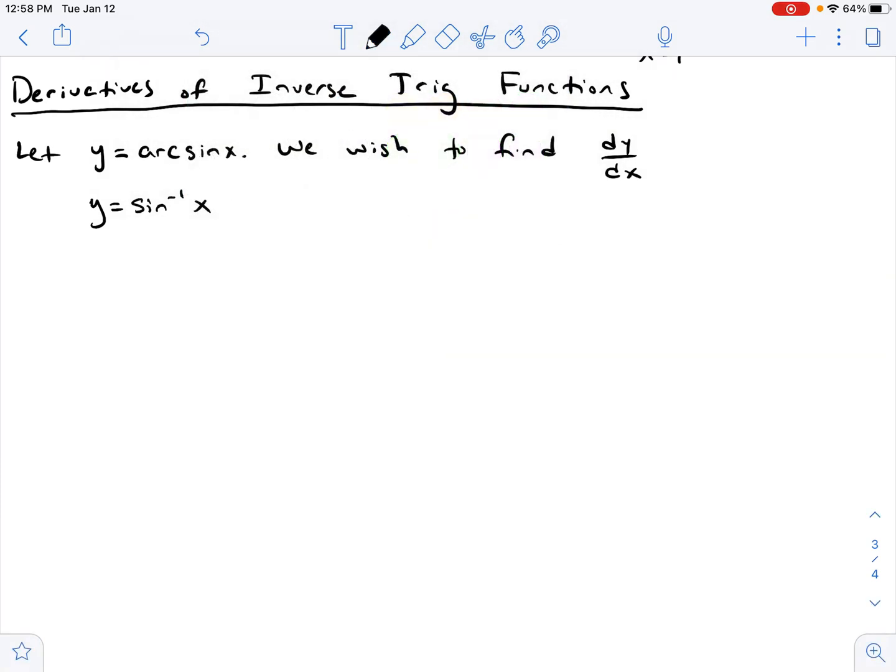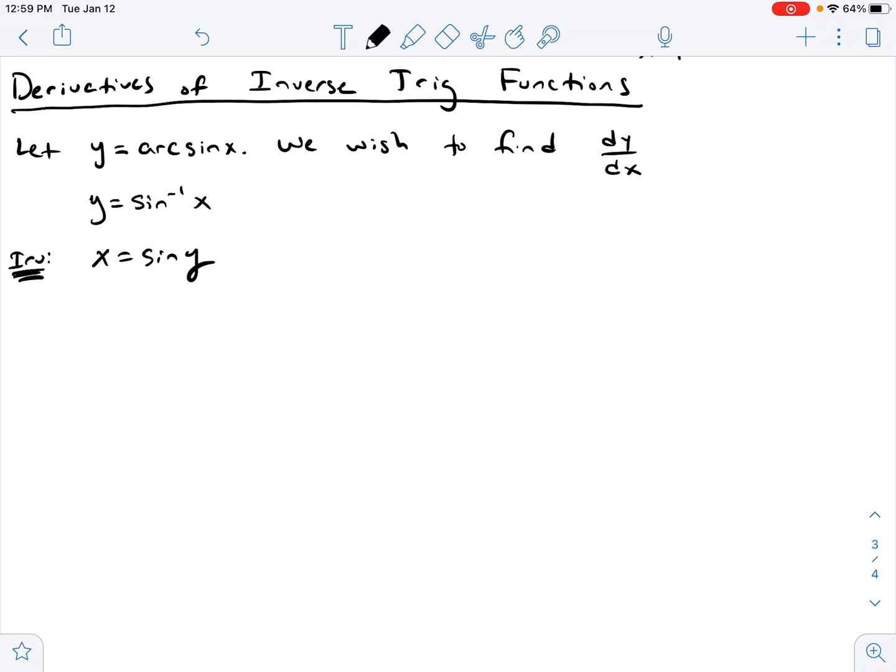Remember, here's another way to write the inverse sine function: x equals sine y. The benefit of writing it like this is that I can now take the derivative implicitly and get dy dx. So let's take the derivative of both sides. The derivative on the left is 1. The derivative of sine y is going to be cosine y times dy over dx. And so if I want to get dy dx by itself, I can divide both sides by the cosine of y. I'll put that on the left, and I can write it like that.